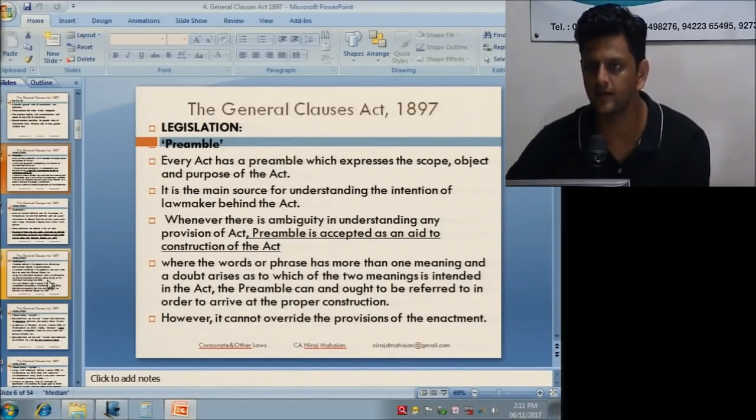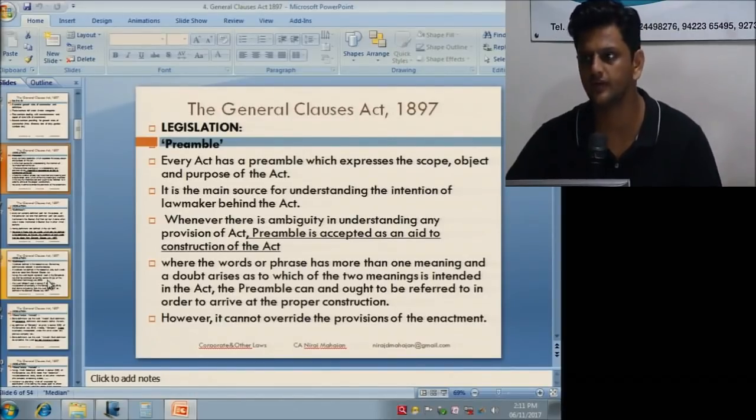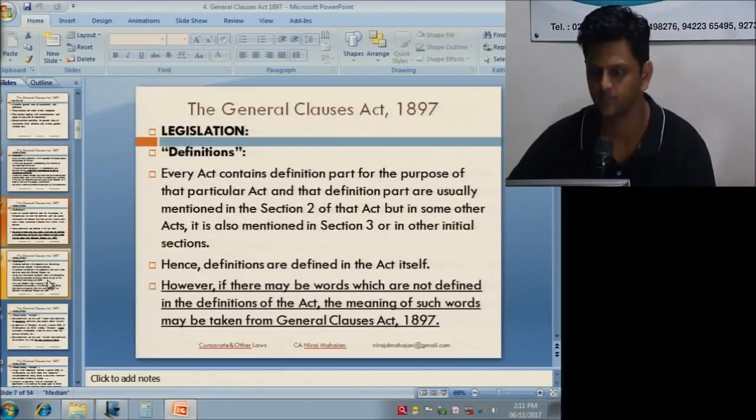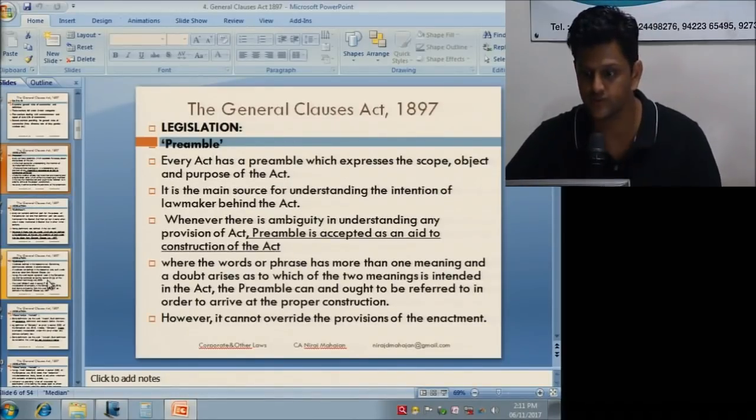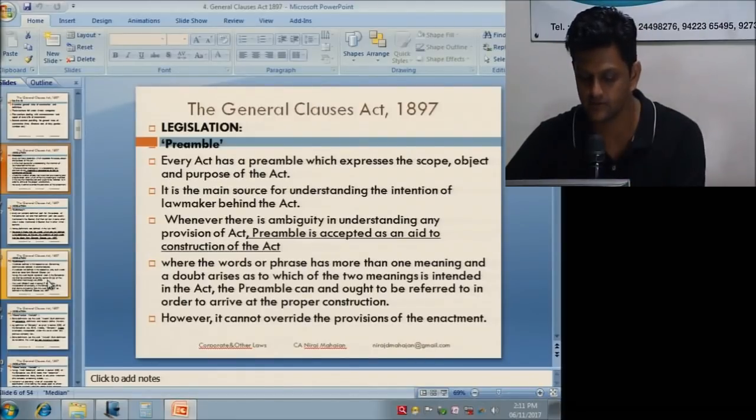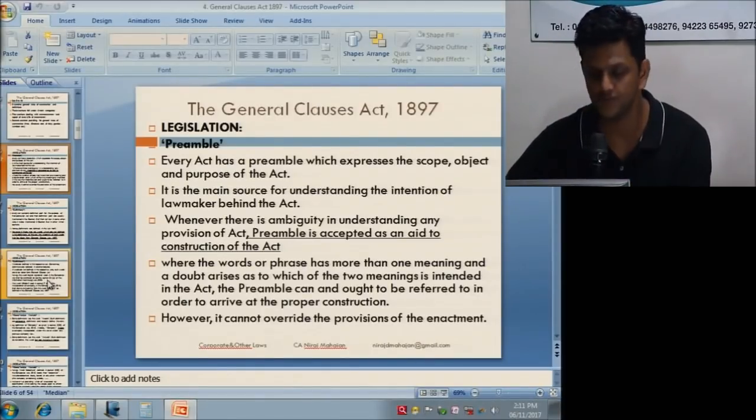Can it override the enactments, provisions? The preamble, can it override any of the provisions given in that act? No. Yes, it does not. It doesn't have that authority. But only a reference can be made. Important over there in the preamble, you have to use these words, okay? The preamble gives you scope, object and purpose of the act. These three words are important. Scope, purpose and object of the act.